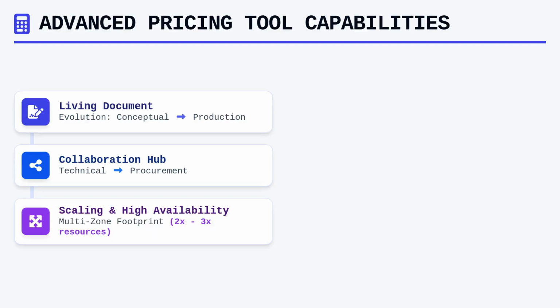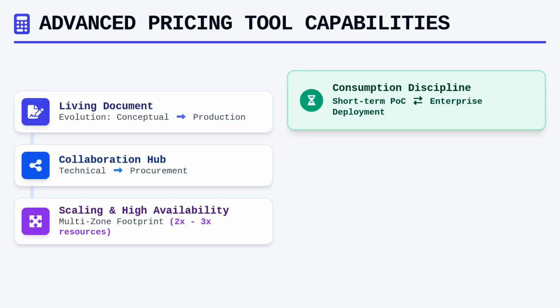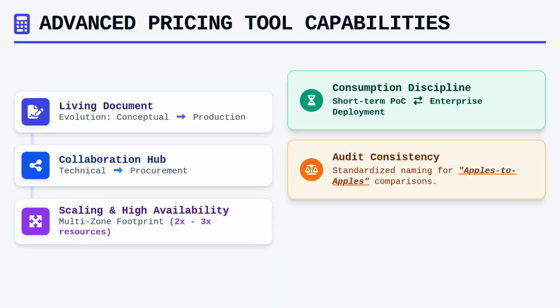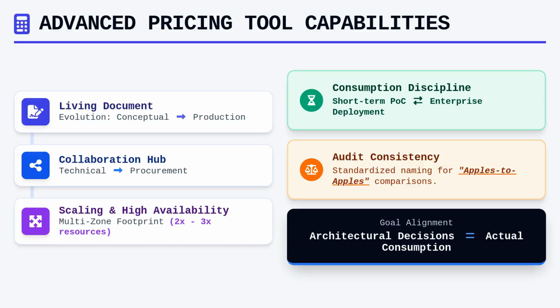If your design requires high availability, you will necessarily be doubling or tripling your resource footprint across multiple zones, and the calculator allows you to reflect this scale immediately. Because cloud billing is often based on consumption, you must also be disciplined about specifying the duration of your usage, whether it is for a short-term proof of concept or a long-term enterprise deployment. Consistency is paramount here. Maintaining a standard approach when naming and organizing your estimates ensures that you can compare apples to apples when auditing your architectural decisions against the actual consumption patterns later in the development lifecycle.